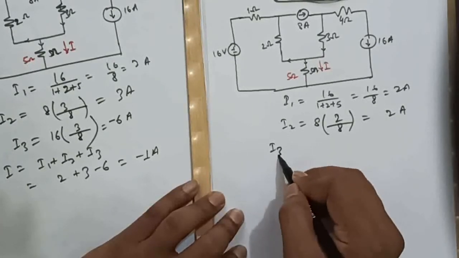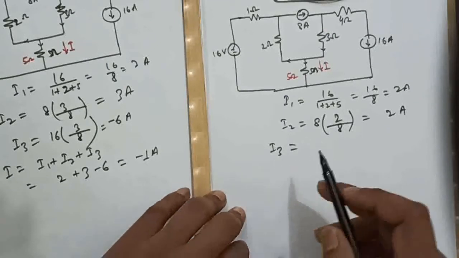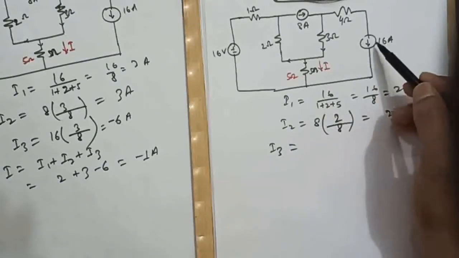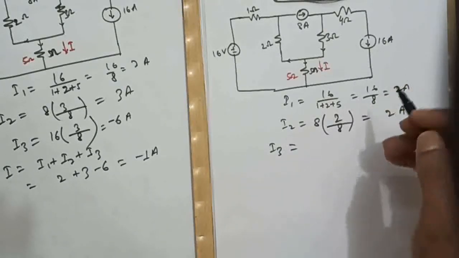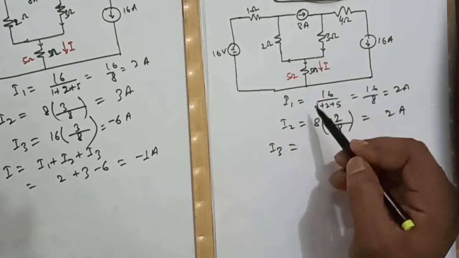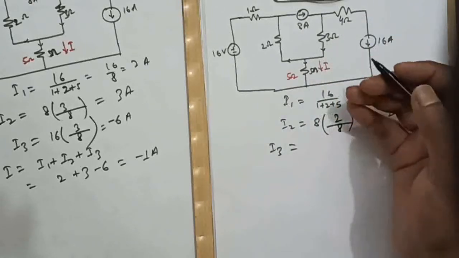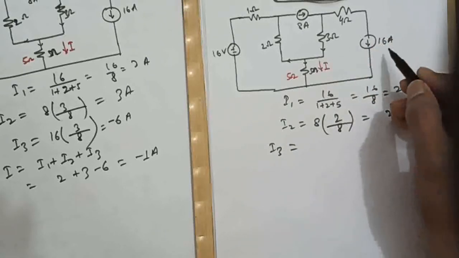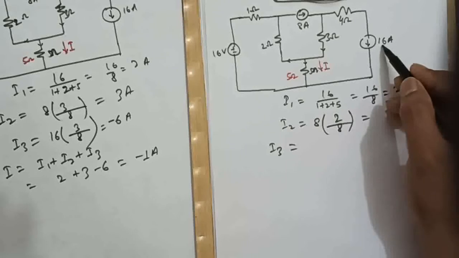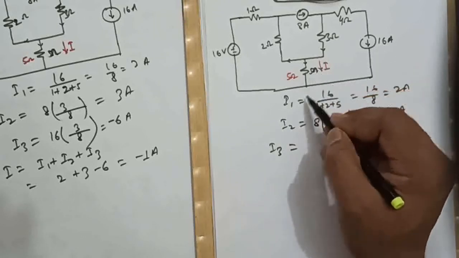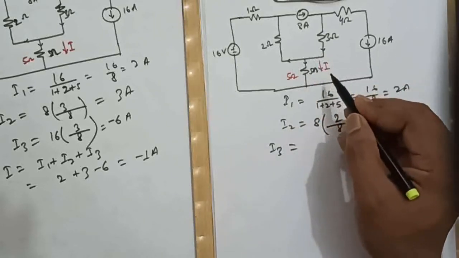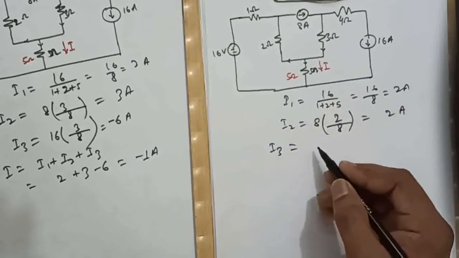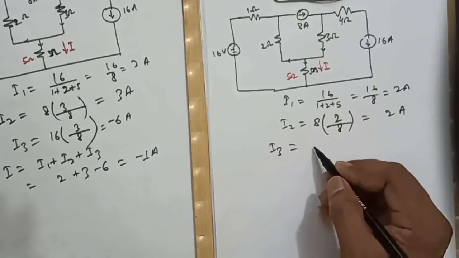Now the current due to this 16 amperes, right? Now notice here that I1 was in the direction of I, I2 was in the direction of I, that is in downward direction, but the I3, that is the current due to this 16 ampere current source in 5 ohm resistor, will be in upward direction, means opposite to the direction of I. So this we have to keep in mind.